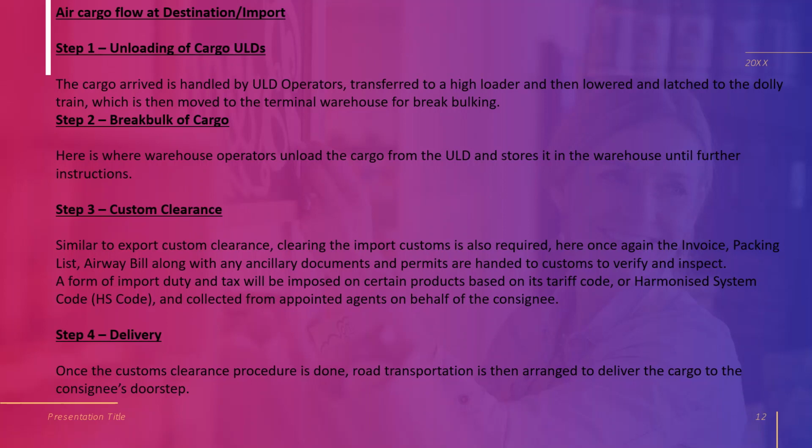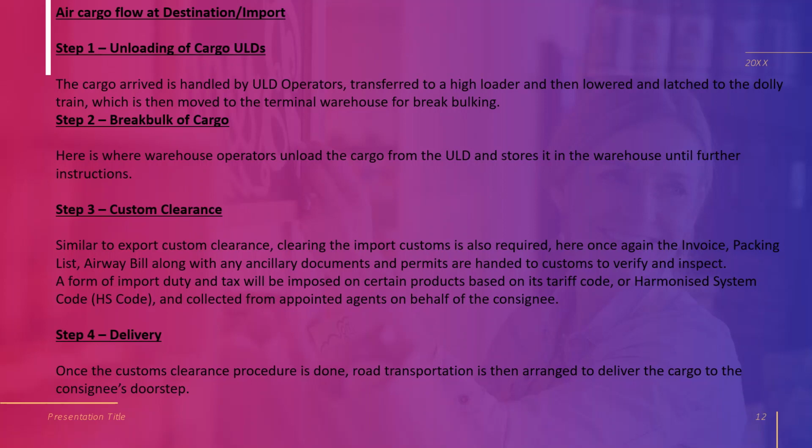Then they will check what sort of material it is, and if there is any damage, they will check that. Then break bulk of cargo means this is where warehouse operators unload the cargo and store it in the warehouse. Okay, then customs clearance. Next comes the customs clearance. It's required. Once again, they will check the invoice, packing list, everything along with ancillary documents and permits, which are handed to customs to verify and inspect.